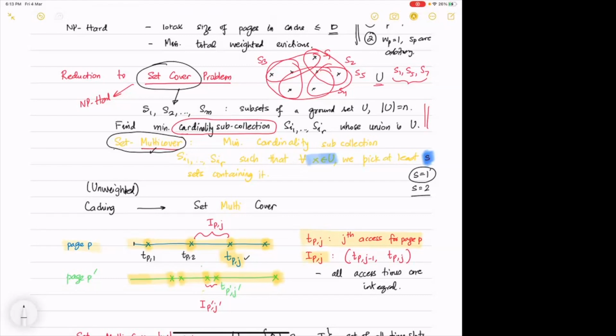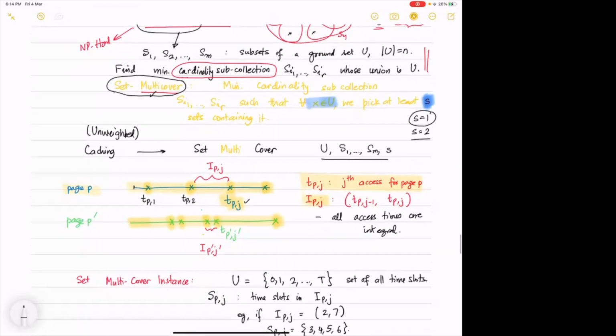Now, if I am going to reduce it to set multi-cover, I have to tell you several things. I have to tell you what the ground set U is, what the subsets of the set U are, and what the parameter S is. Remember, S was telling me how many sets should be covering each element. I have to tell you all of these things.